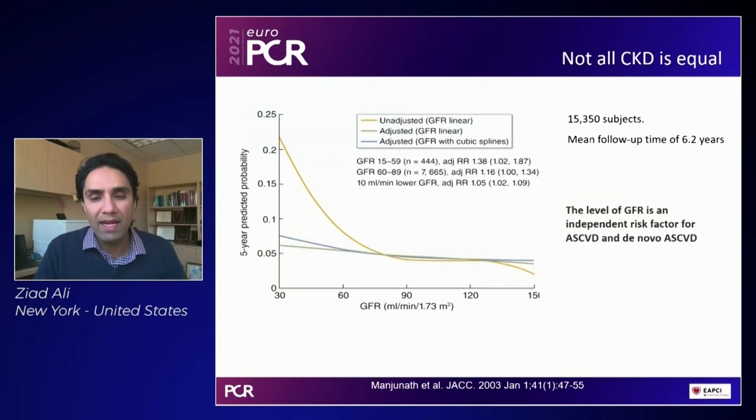And it's important to recognize that not all CKD is equal. In fact, our usual cutoff for CKD of 90 milliliters per min per 1.73 meters squared is probably an overestimation. In this study of almost 15,000 patients and a mean follow-up of 6.2 years, the level of GFR is actually an independent predictor of atherosclerotic cardiovascular disease. And actually, you can see a graded risk of events based on the GFR, which increases dramatically the lower your GFR goes.